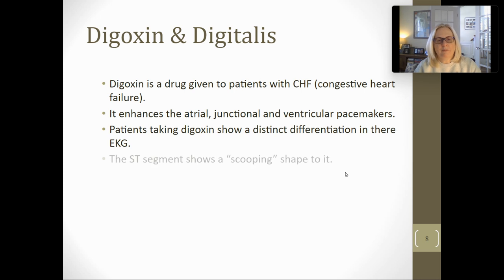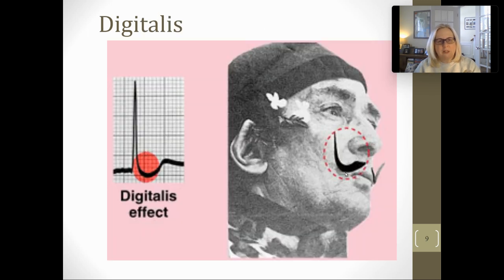ischemia, ST depression. Okay, but it's called digitalis, and it looks a little bit different. It has a scooping shape to it. I'm going to show you what that looks like. Here it is. Okay, so this guy, he's from way back. But if you take a look here, notice the ST segment is kind of like a scoop. It's kind of like a mustache, or it's a rounded shape. None of our ST depression shapes, remember the horizontal, upsloping and downsloping, none of them had this scooping to them.